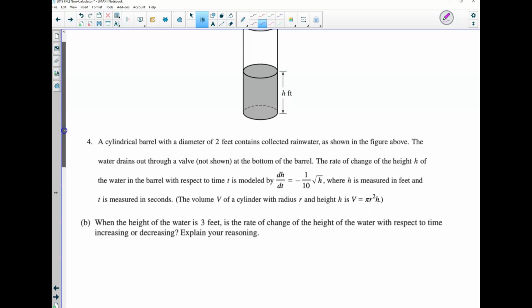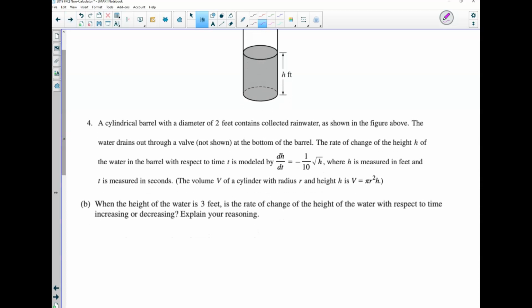B, that same cylinder, okay? When the height of the water is 3 feet, is the rate of change of the height of the water with respect to time increasing or decreasing? Explain your reasoning. How do I find out if the rate of change of something is increasing or decreasing? How do I find out if something is increasing or decreasing? You find its derivative.